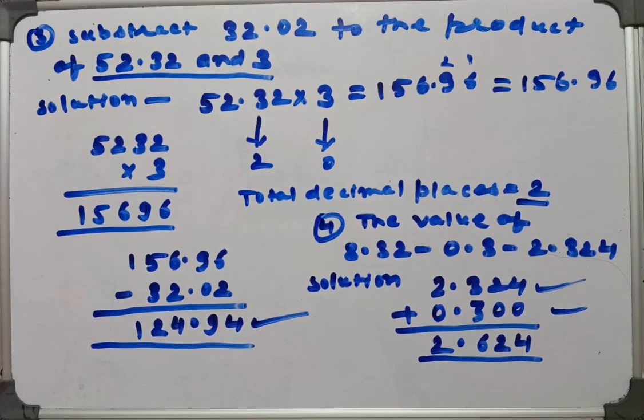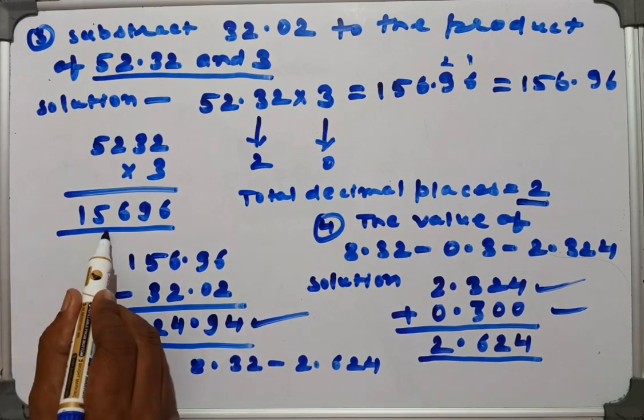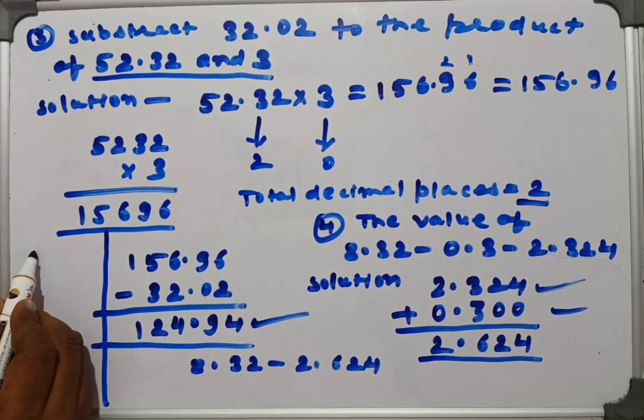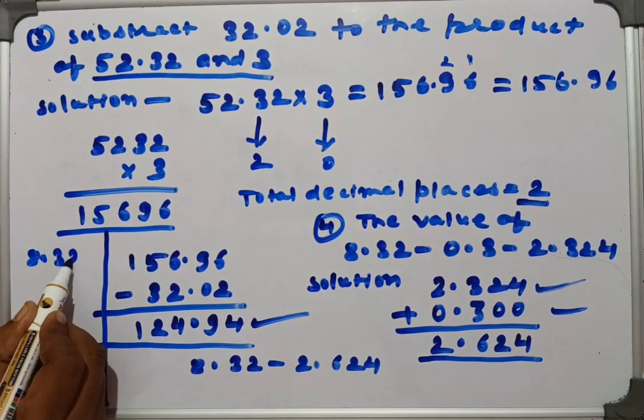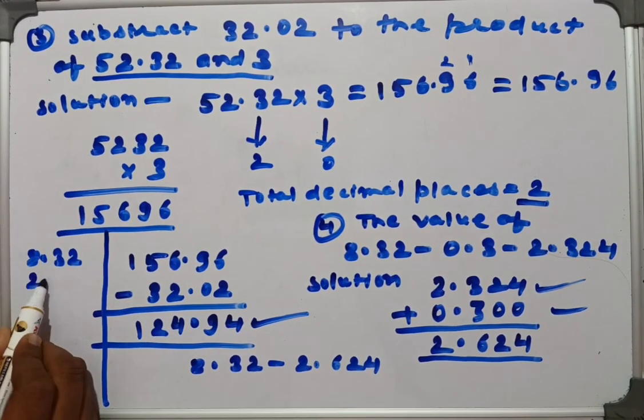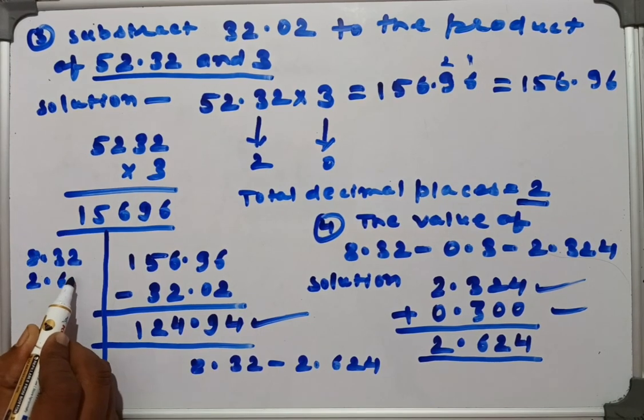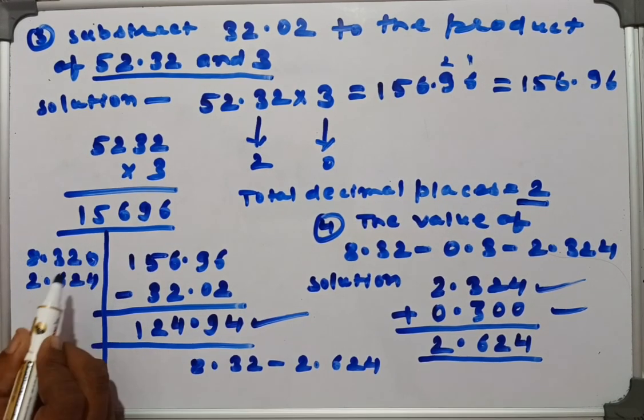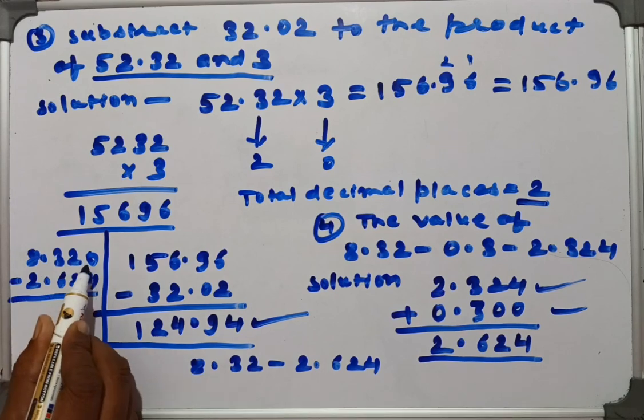Okay guys, now next what you will do, we can write this as 8.32 minus 2.624. So what is the solution here? We write here 8.32 and 2.624, put a 0 here, and put a negative sign.